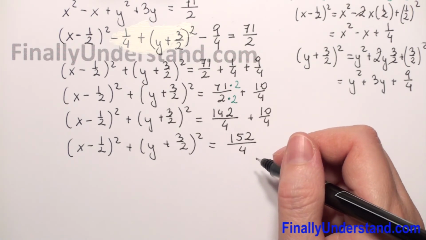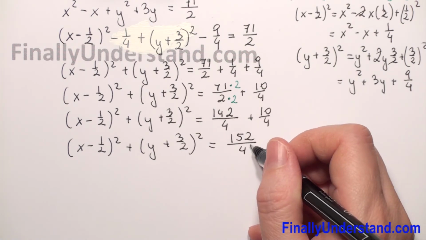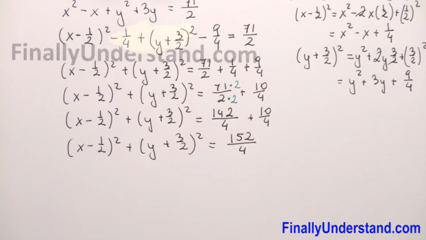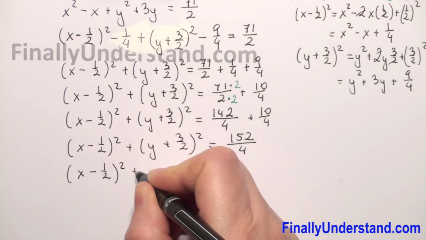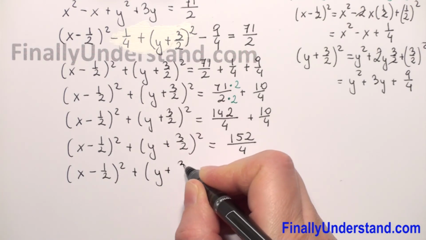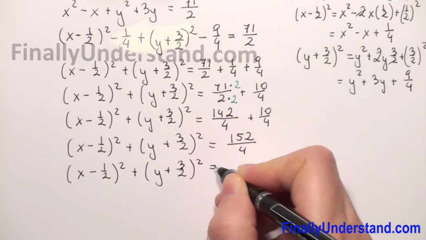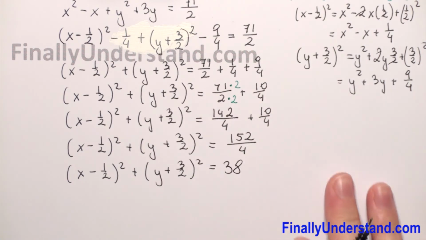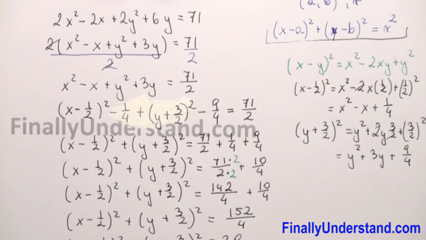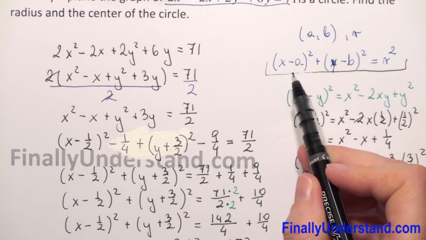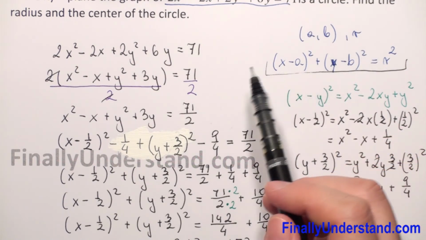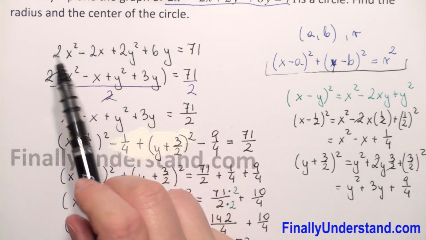What else we can do? 152 divided by 4 is 38. So we will rewrite left side x minus 1/2 to second power plus y plus 3 over 2 to second power. This is equal 38. And now we come back to our general form of circle. The circle, we need to find the center of circle and the radius.